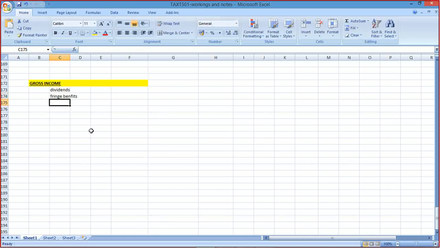Under this heading, gross income, you can have things like dividends. You can have things like fringe benefits. You can have all sorts of, inverted commas, income other than a salary or a wage. So even something like a taxable gain.